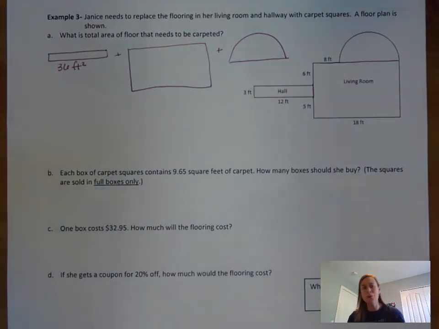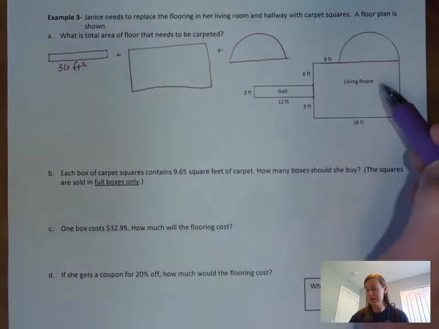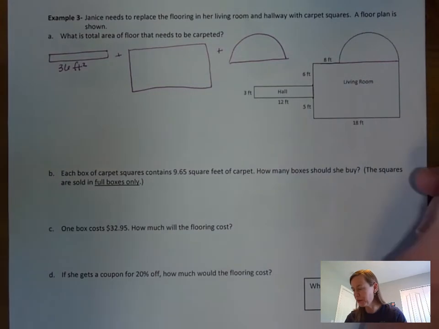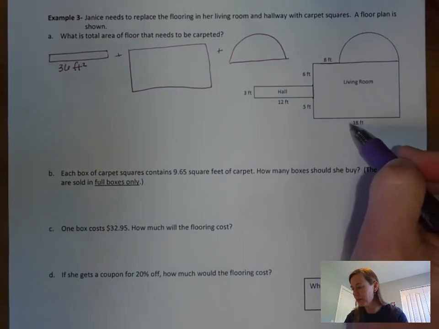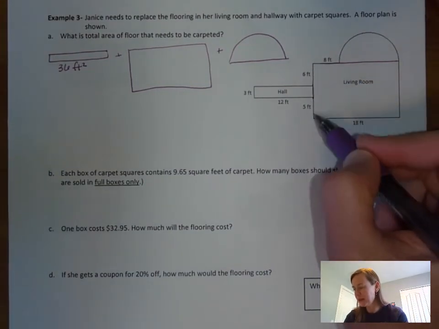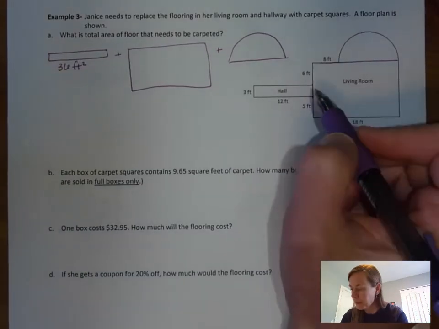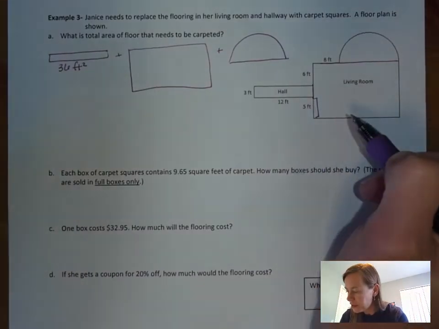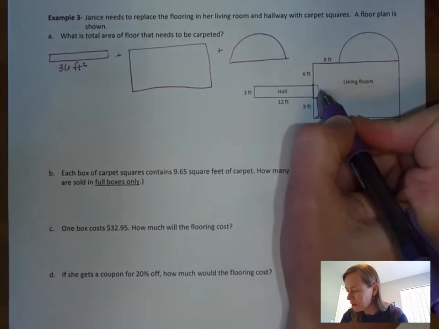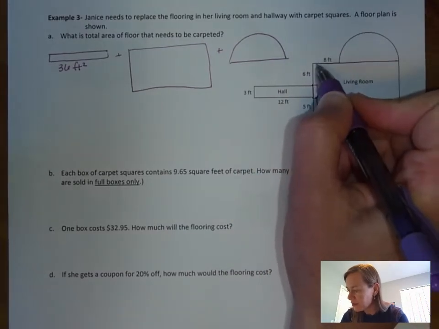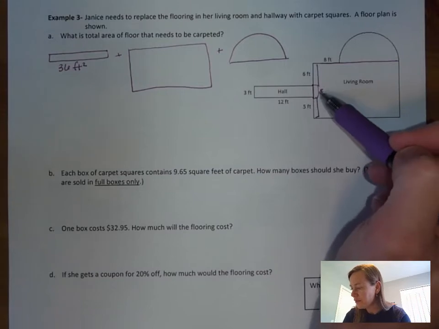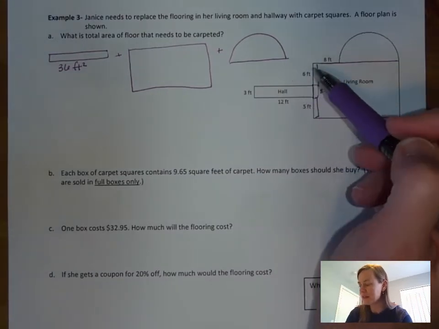Okay, now what about the big rectangle? That's this one right here, right? Okay, so it's 18 feet on the bottom. And what about this side? Well, they didn't write it over here either, so we need to do a little math on that. We've got 5 feet for this chunk, we've got 3 feet for this chunk, and we've got 6 feet for this chunk. So 5 plus 3 is 8 plus 6 equals 14.